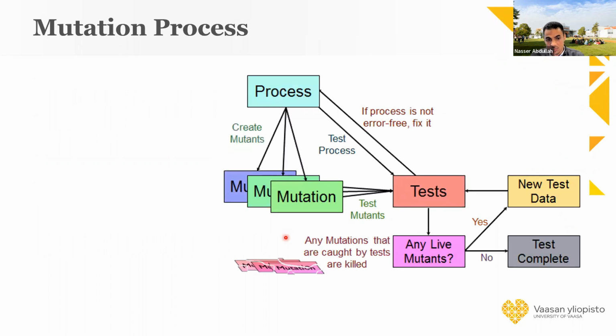So what is the mutation process? We will create many versions. After that, we apply the same testing. If the mutant is alive, it means that we need more test cases, and then we go back again to do the same testing. Otherwise, it's good. This is the process of mutation testing.